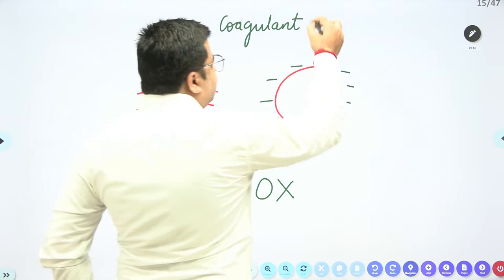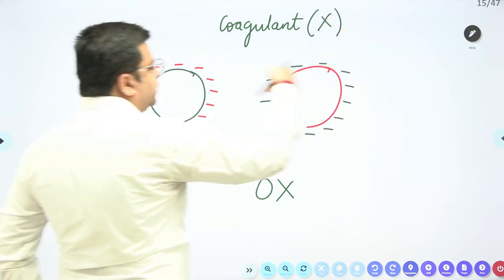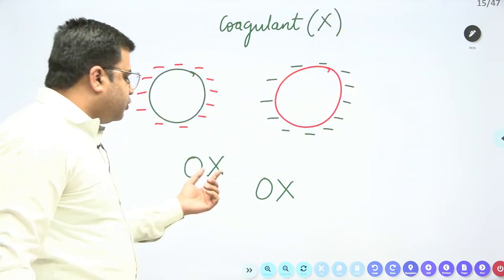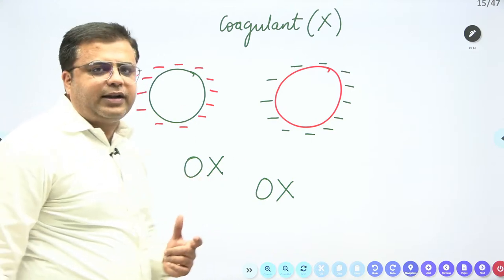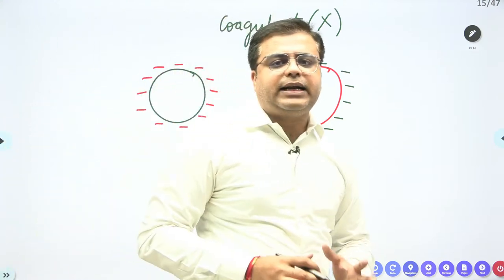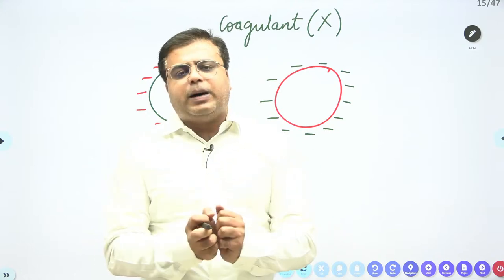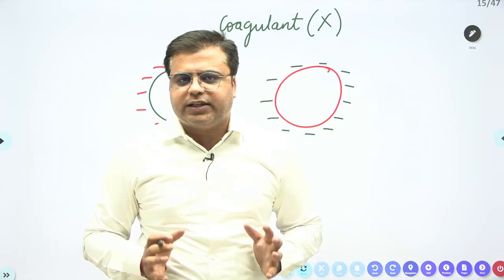This coagulant neutralizes this negative protective charge. If X is the coagulant that I have added and O is the particle present in the medium, this coagulant neutralizes the negative protective charge. And once this negative protective charge is neutralized, now these particles can come in contact with each other, right?